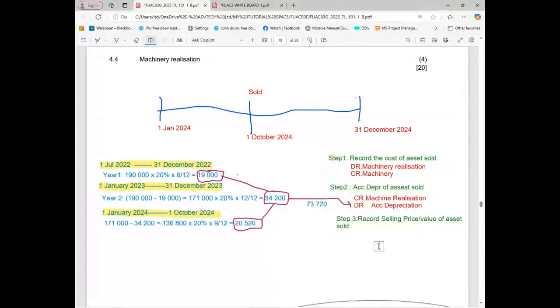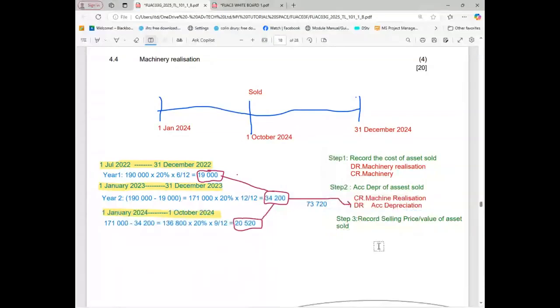Step number 3. And we know that the obvious one is machinery realization. What is the obvious account? Machinery realization. So can you hear me? If you can hear me, it's machinery realization. Yes, I can hear.